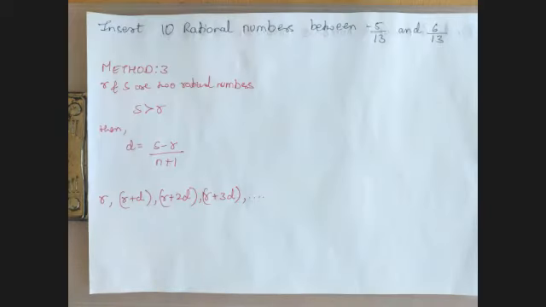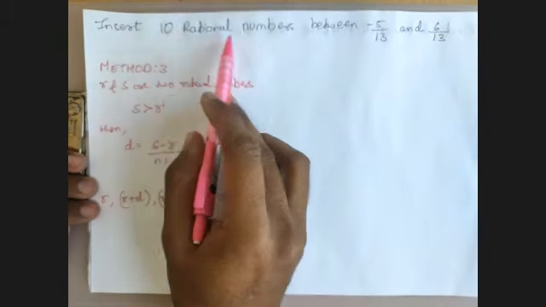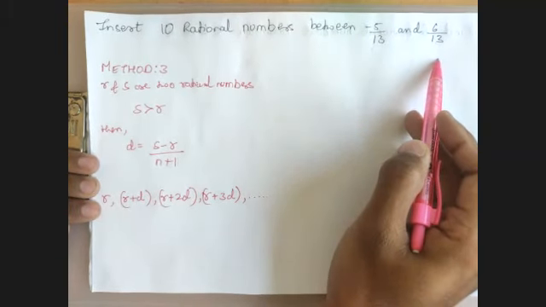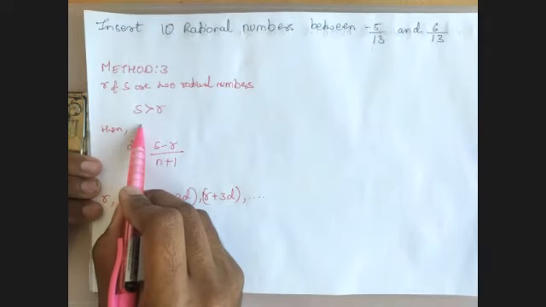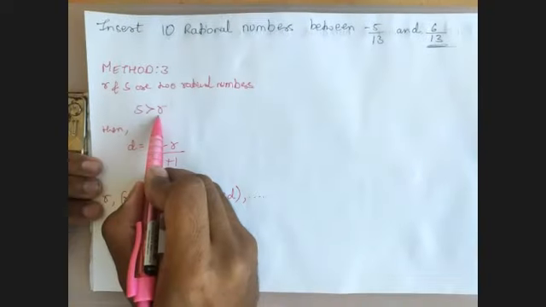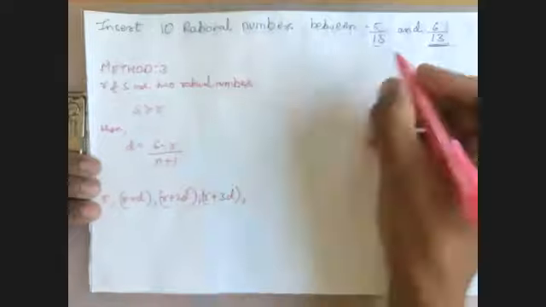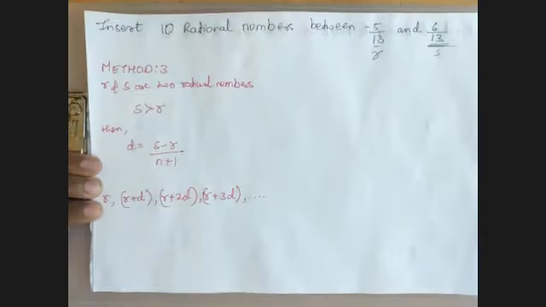Now let us look at another method with an example. In this problem, we have to find 10 rational numbers between minus 5 by 13 and 6 by 13. In this method, the second number should be greater than the first number. That means S should be greater than R. This is S, this is R. S should be greater than R.